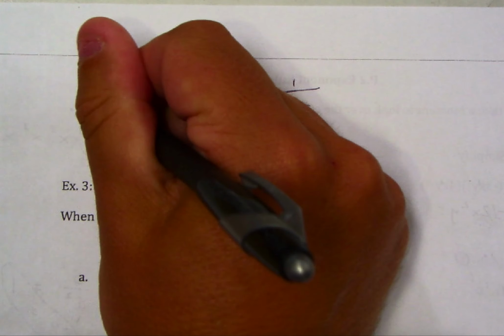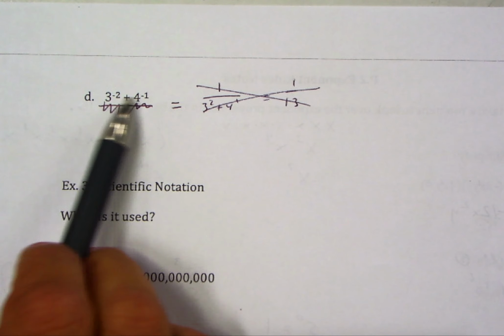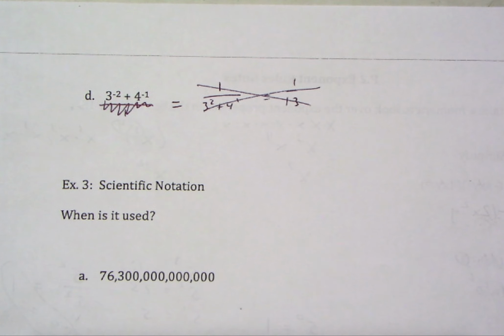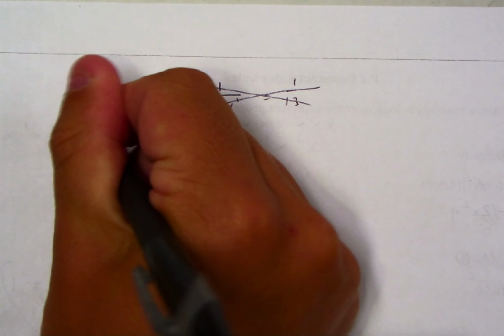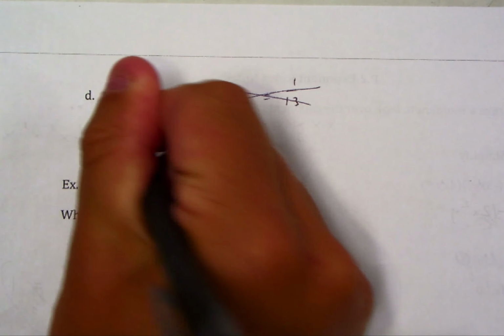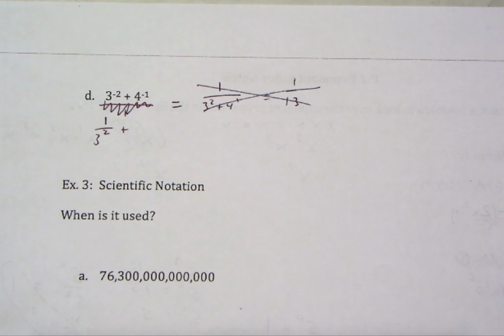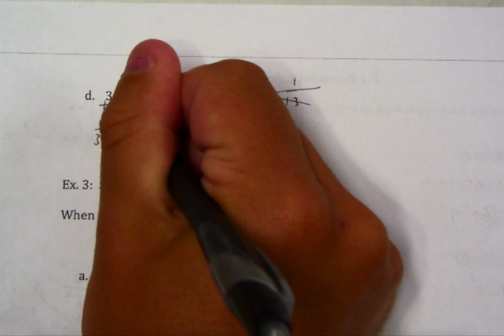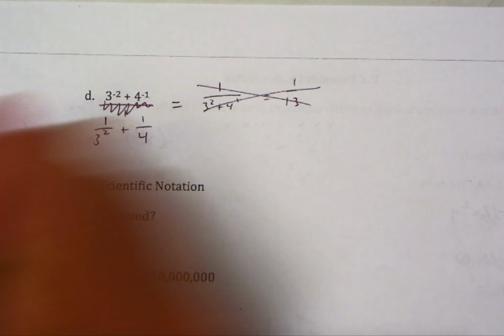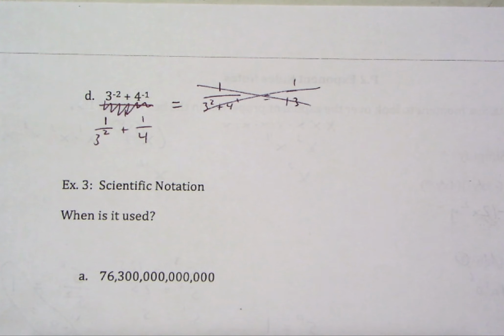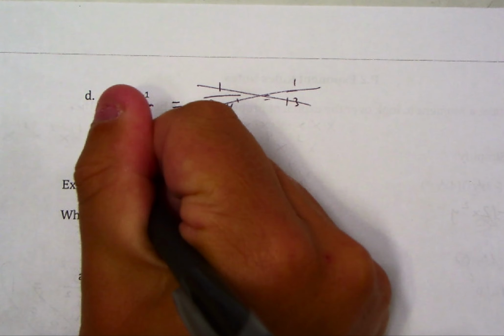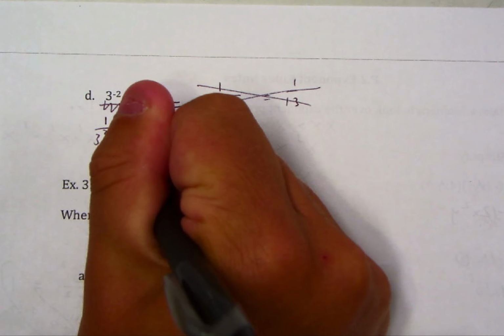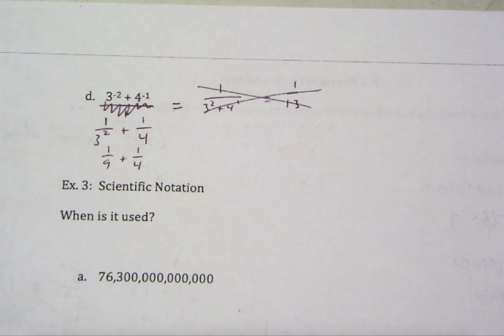But you actually need to flip each one of these separately. Think about what 3 to the negative 2nd means. 3 to the negative 2nd means 1 over 3 to the 2nd. 4 to the negative 1st means 1 over 4. And now we're just adding 2 fractions together. We have 1/9 plus 1/4. And anytime we add or subtract fractions, we have to get common denominators.